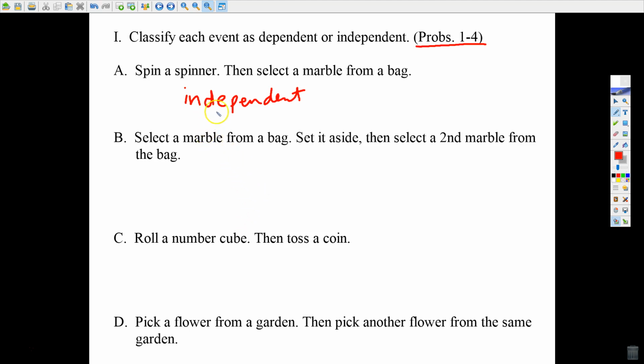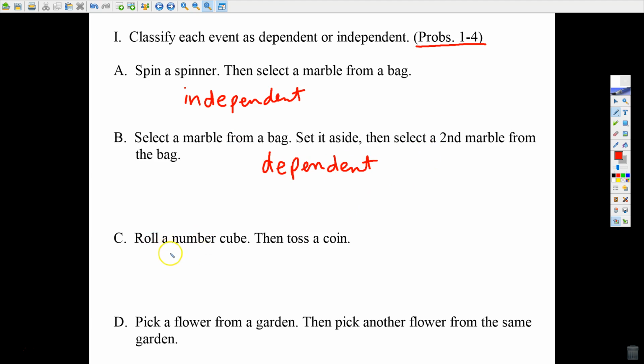But it is important that you understand what it means to be independent versus dependent. Let's look at letter B. We select a marble from a bag. We set it aside, which is another way of saying we don't put it back, and then we choose a second marble from the bag. Well, this is called a dependent event, because by not replacing my first marble, I have affected the probability outcome for my second choice. So the first action, the first event, affected the outcome of the second.